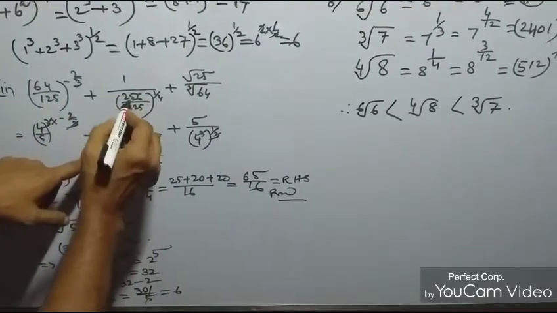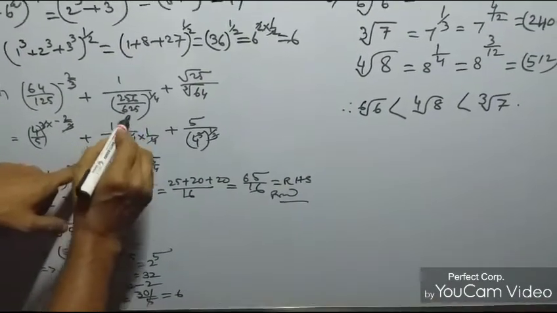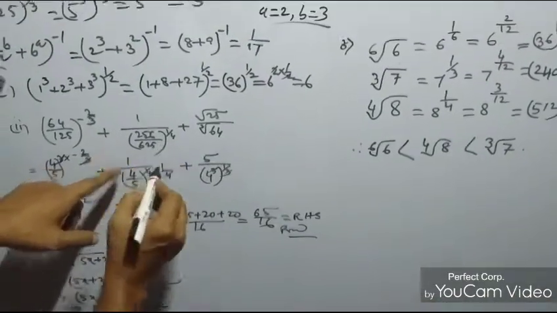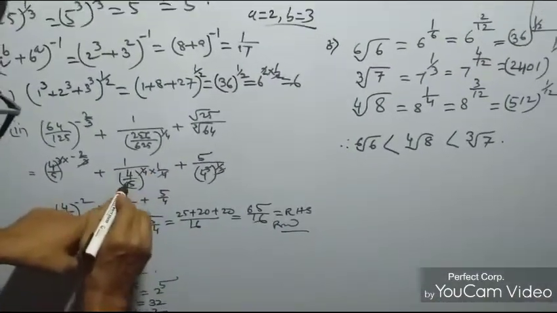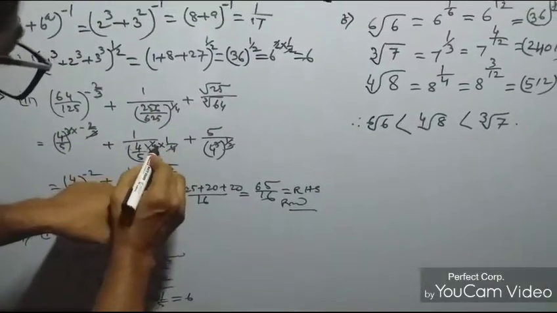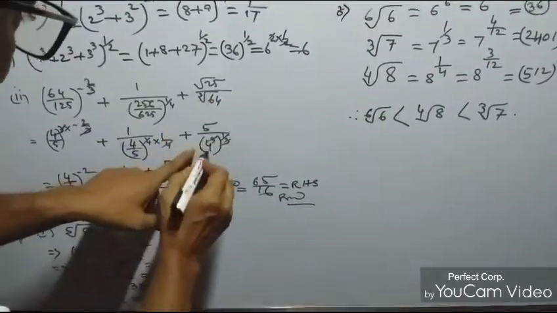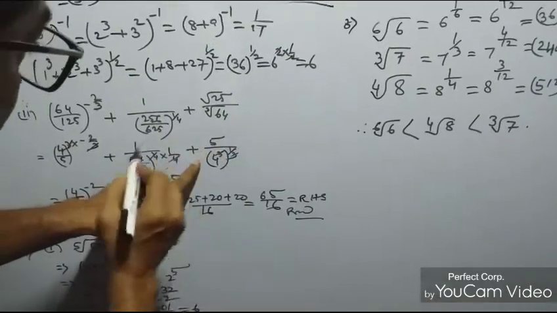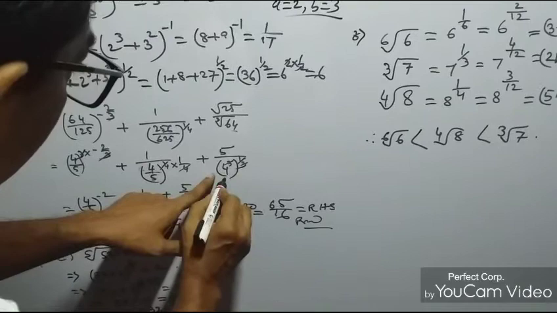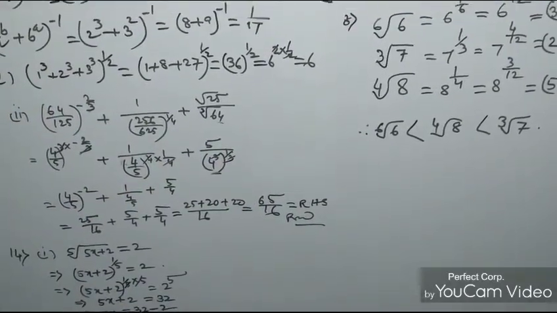Second part is 256 divided by 625. We can write it with the power of 4 because the denominator has power 4. So we can write it in the form of (4 by 5) to the power 4, and the power is multiplied, so it will be cut off. So it has come 4 by 5. Plus the third part: square root of 25 is coming 5, and cube root of 64, we can write 64 as 4 cube.